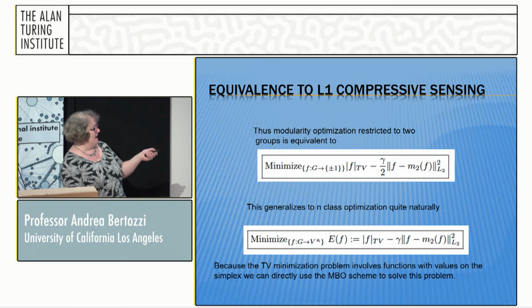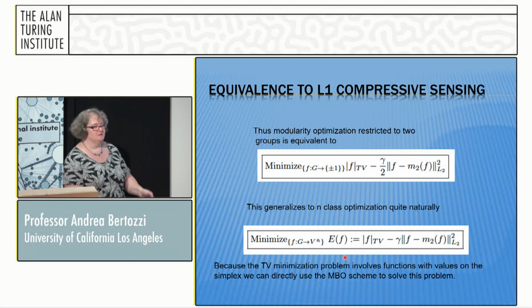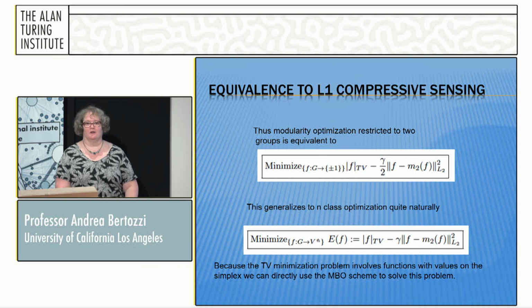So there it is, graph TV. And then that penalty term turns out to be this term here, which is kind of a second moment, L2 second moment. So that's the minimization problem. But it turns out that formula holds regardless of how many classes. So 2 classes, n classes, you still have the same formula. And so once you fix the number of classes, you now have a simple TV minimization problem to solve.